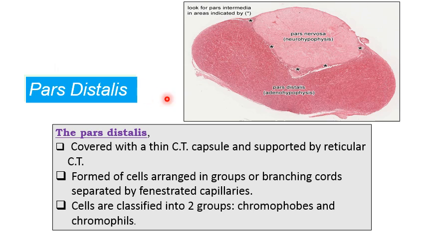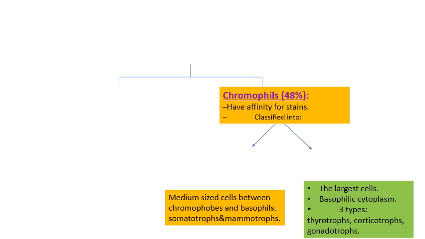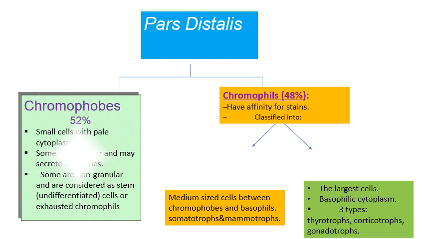Pars distalis is the first part of the adenohypophysis of the pituitary gland. It is covered with a thin connective tissue capsule and supported by reticular connective tissue, formed of cells arranged in groups or branching cords separated by fenestrated capillaries. Cells are classified into two groups, chromophobes and chromophils. Here we have pars distalis with its two components, chromophobes and chromophils.